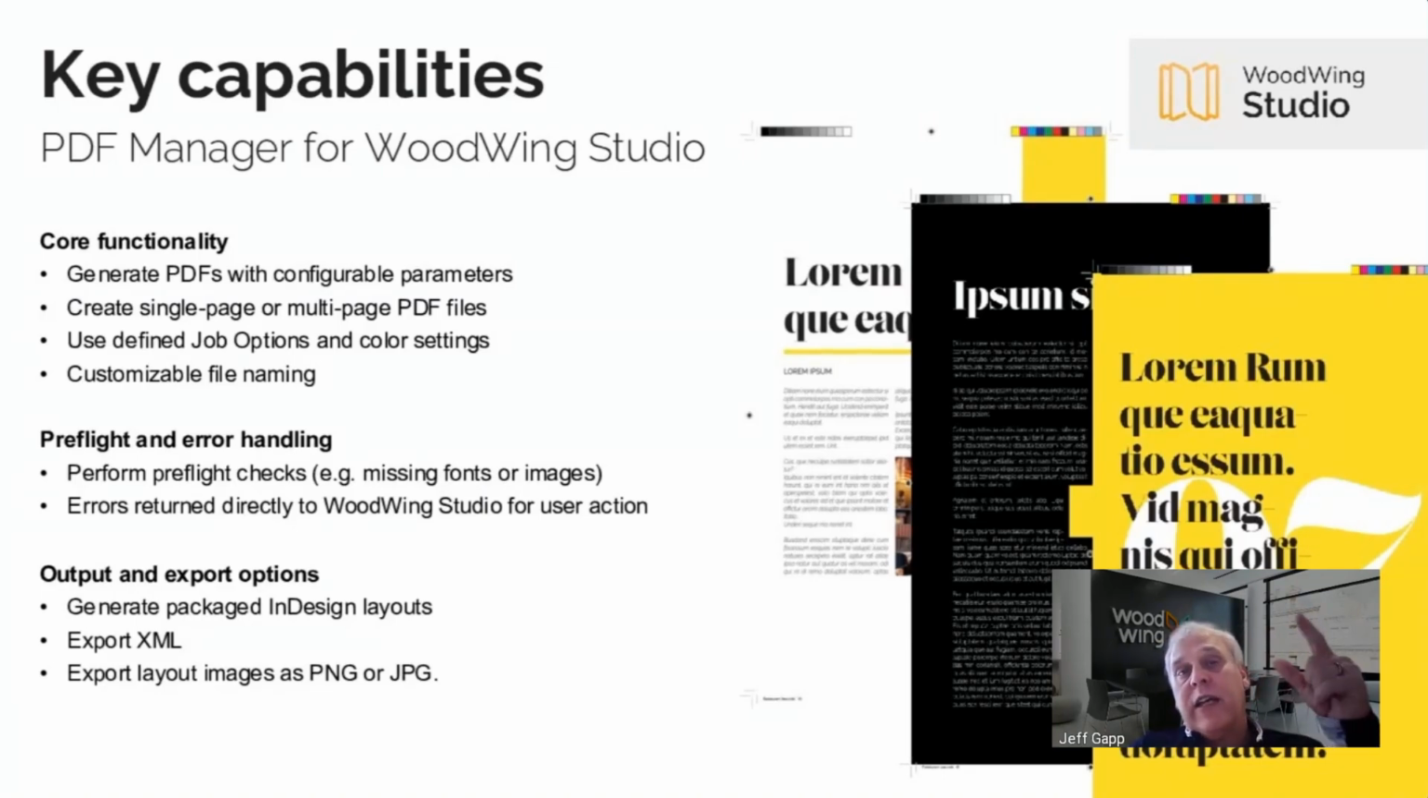So you can have, hey, trigger a PDF or create PDF, PDF in progress, PDF completed, PDF had an error. And then you can see the error right within Studio. And of course, package and design layouts, export XML, layout images. You can extract images from the layout. That's what you want to do.